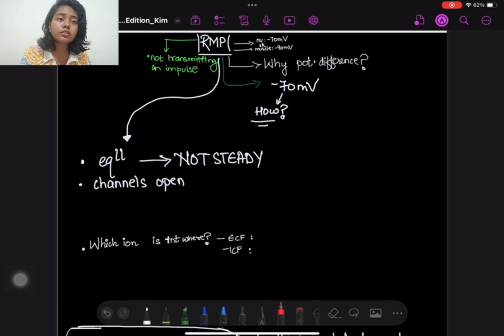What is RMP? RMP is your resting membrane potential. So basically, what are the questions asked in your college exams? The questions asked will be: define RMP, explain the ionic basis of RMP. These are mainly the questions asked. Okay. So what is RMP?